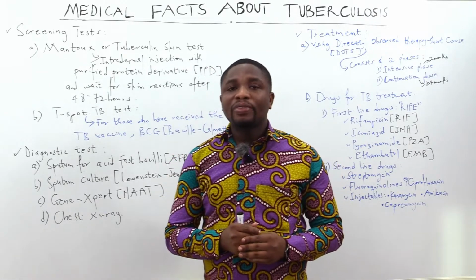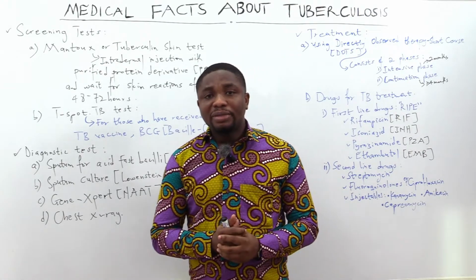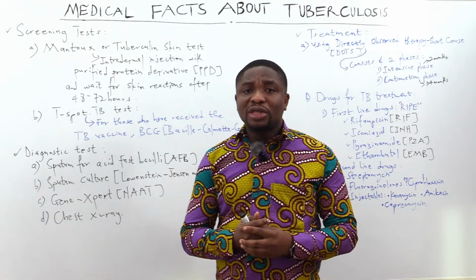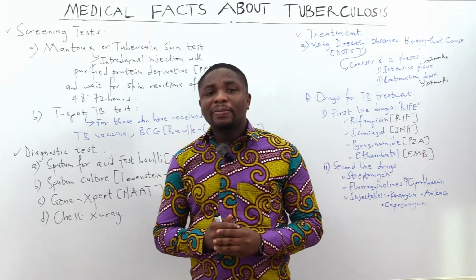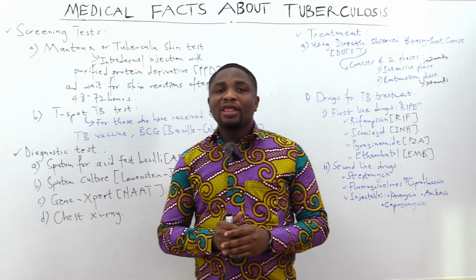Lowenstein-Jensen medium. There are two types. We have the liquid medium and the solid medium. The liquid medium will take 1 to 3 weeks for the report to be ready. The solid medium will take 4 to 8 weeks for the report to be ready.